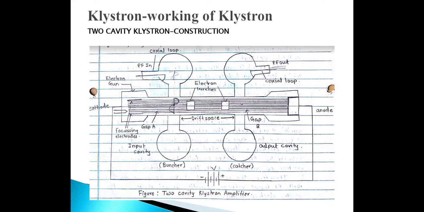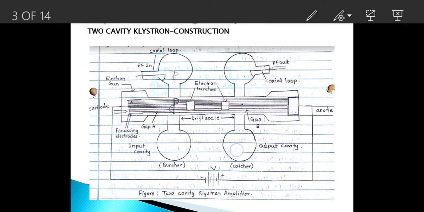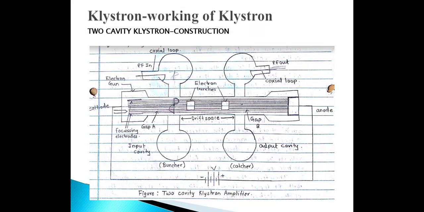So first of all we'll see the klystron tube, which is also called a two cavity klystron. Why is it called a two cavity klystron? Because here two cavities are used in the construction. So here you can observe the diagram for a two cavity klystron amplifier, which is basically a velocity modulated tube.